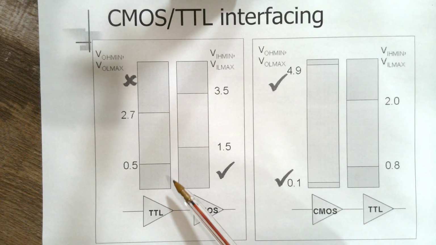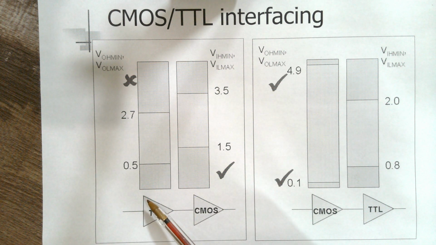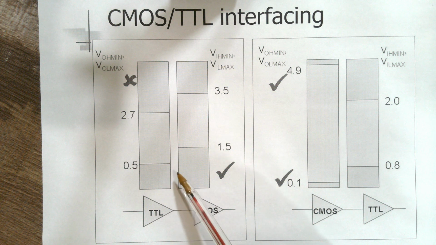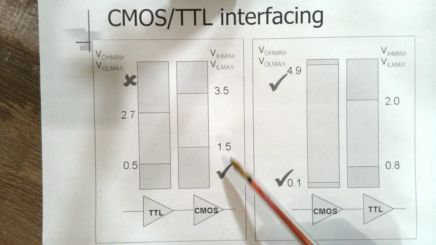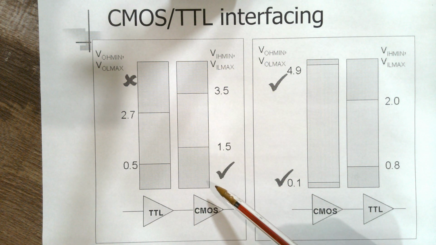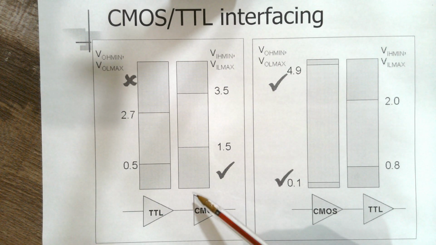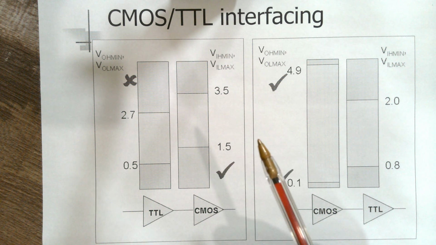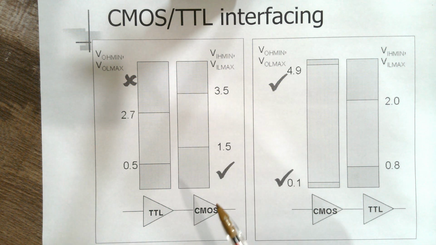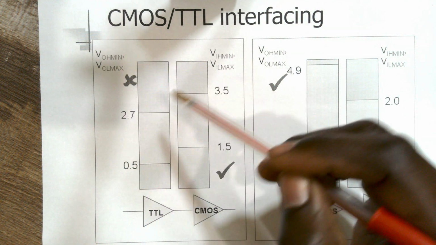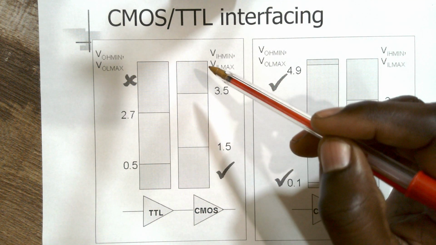Let's look at the logic low side. A logic low out of TTL technology will fall within the range 0 to 0.5 volts. So that will easily be interpreted by the CMOS technology as logic 0, because for the CMOS technology, anything within the range 0 to 1.5 volts on the input side will be interpreted as a logic 0. But because of the logic high situation, they are incompatible in that format.